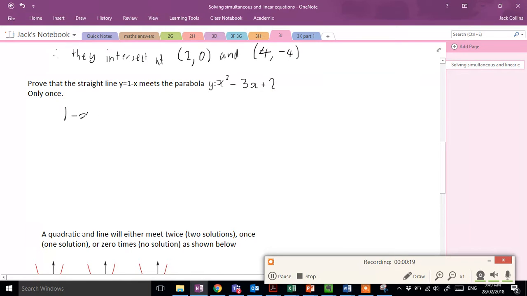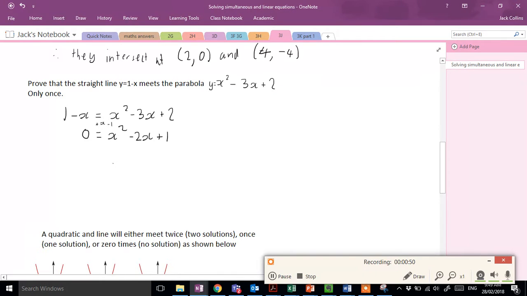So where does 1 minus x equal x squared minus 3x plus 2? Once again, you move every value, so you make one side equal to 0. So the other side has all the x values on it, so you'd add x on, so x squared remains unchanged, plus x minus 1, so plus x, negative 3x plus x is negative 2x, minus 1 plus 2 is plus 1.